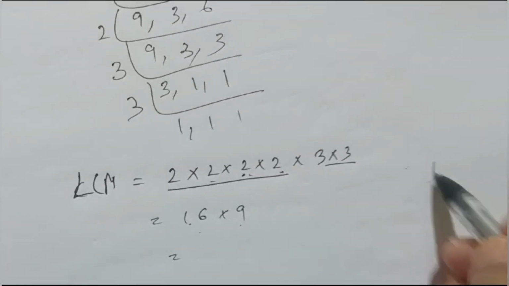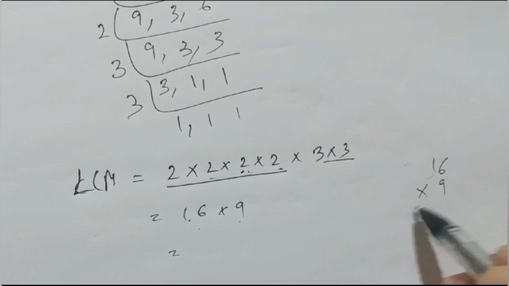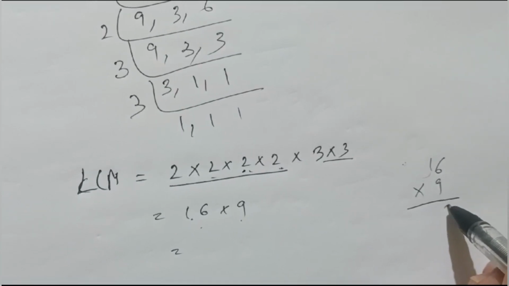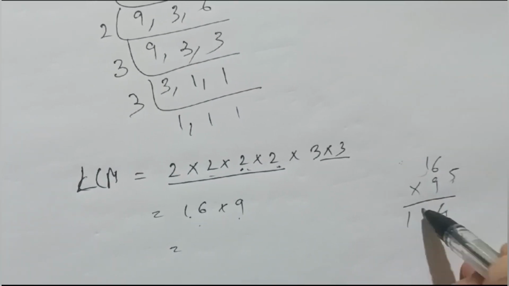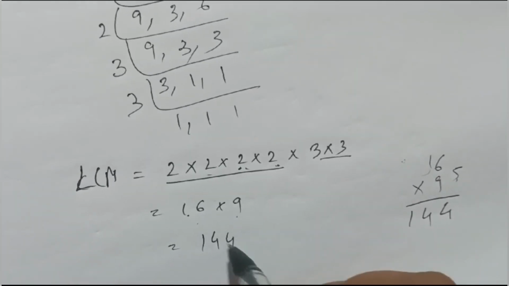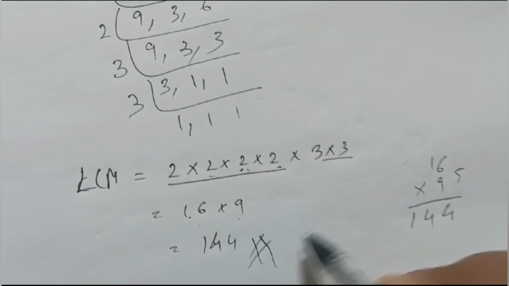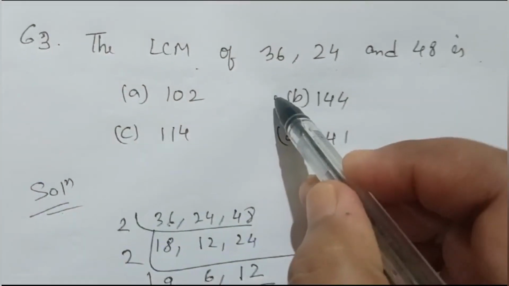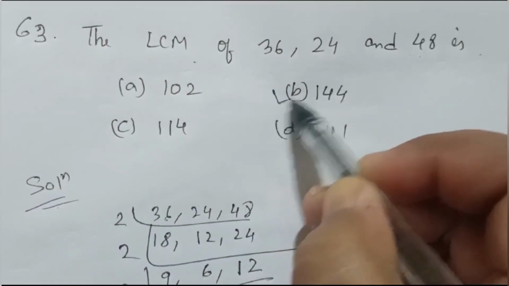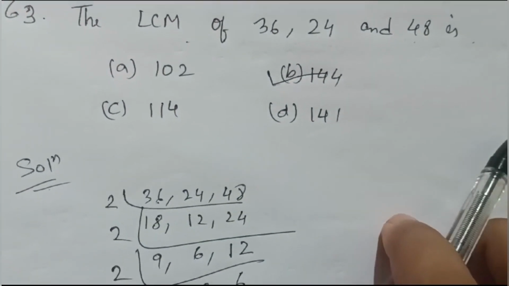Then 16 into 9 will be how much? 9 sixes are 54, write 4 and carry 5, then 9 ones are 9, plus 5, we get 144. So this is the answer. In the options, which one do we get? Option B, it is 144. This is the correct option, the correct answer.